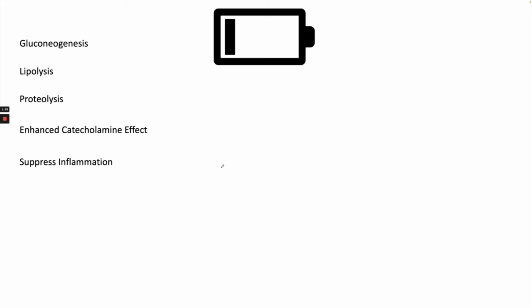Cortisol has a lot of functions for us, but essentially it's going to help us in our stressful situations and our fight and flight situations. It's going to help out with gluconeogenesis, or creating new sugar, which is going to happen in the liver, lipolysis and proteolysis, enhanced catecholamine effect. This is where we're going to kind of see that high blood pressure that we're going to see in our Cushing disease. It's going to help suppress inflammation.